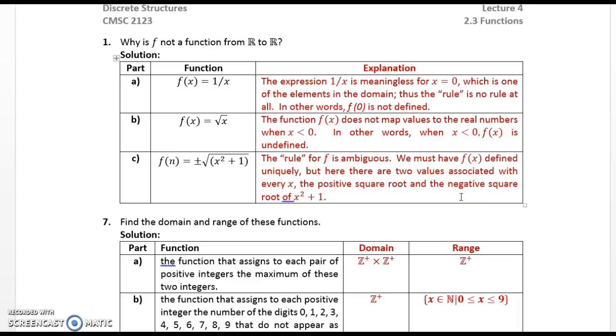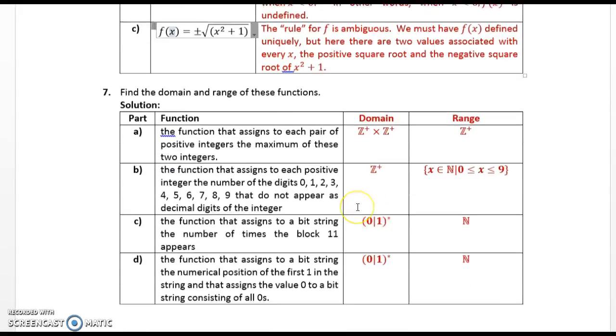f of x is equal to plus or minus the square root of x squared plus 1. The rule for f is ambiguous. We must have f of x defined uniquely, but here there are two values associated with every x, the positive square root and the negative square root of the quantity x squared plus 1.